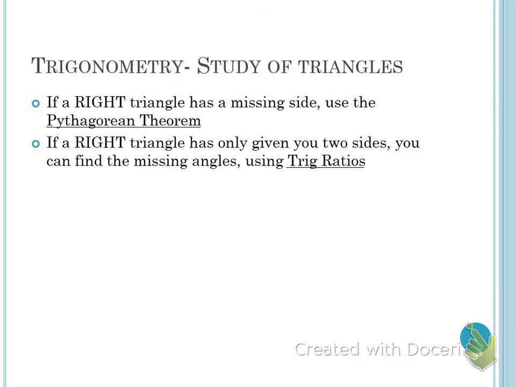Okay, so second scenario. If a right triangle has given you 2 sides, you can find the missing angles using trig ratios. So key word is that you're finding angles and you're going to use trig ratios. We actually don't learn how to do this till 9.6, but it's there. We can use trig ratios to find angles.